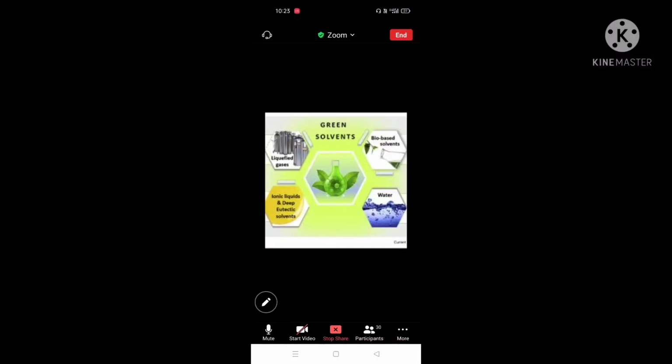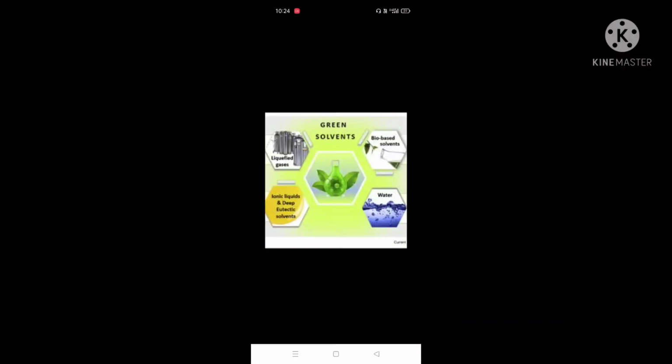Liquefied gases means we liquefy the gases. Generally we get natural gases, and all natural gases are in the gaseous state, so we can reduce the temperature so that the gases are involved in liquefaction.